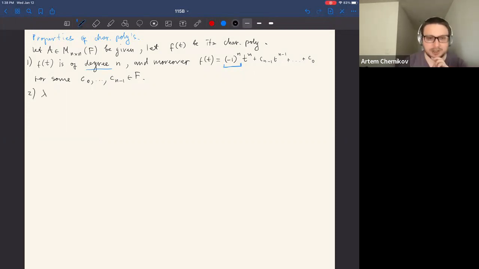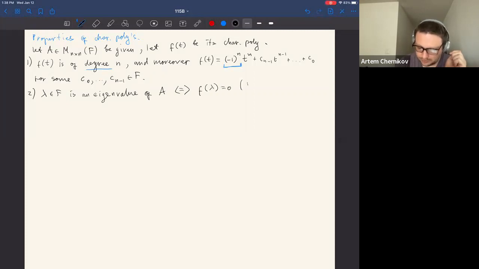Next. This is just a rephrasement of the theorem we said earlier. A scalar lambda in F is an eigenvalue of A if and only if it is a root of this polynomial, so if and only if f of lambda is equal to 0. In other words, lambda is a root of the polynomial f of t. So determining the eigenvalues of A corresponds precisely to determining the roots of its characteristic polynomial.